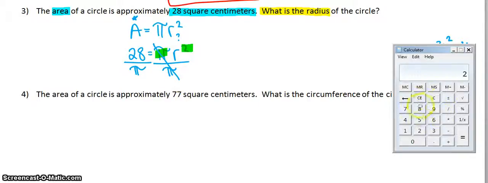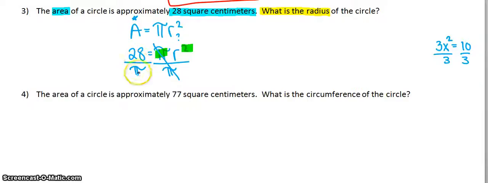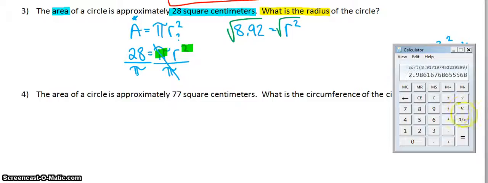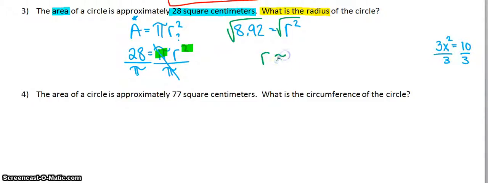28 divided by pi, again, if you have a pi key in your calculator, use that, but I don't. But 28 divided by pi will be about 8.92. So 28 divided by pi is 8.92. On this side, your pi is canceled and you're just left with r squared. Now to get that r alone, a square root undoes a square. So you'll just take the square root of both sides, which is about 2.99. And I'm approximating this because I'm rounding that decimal.